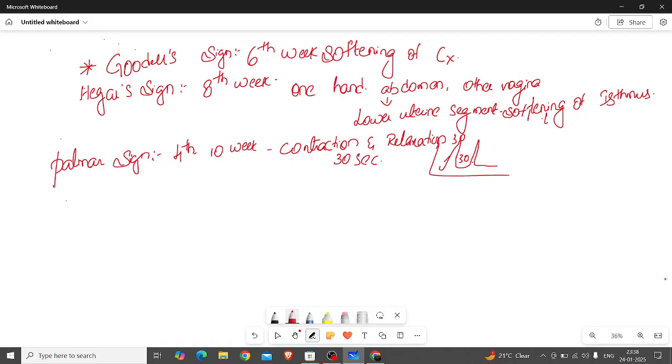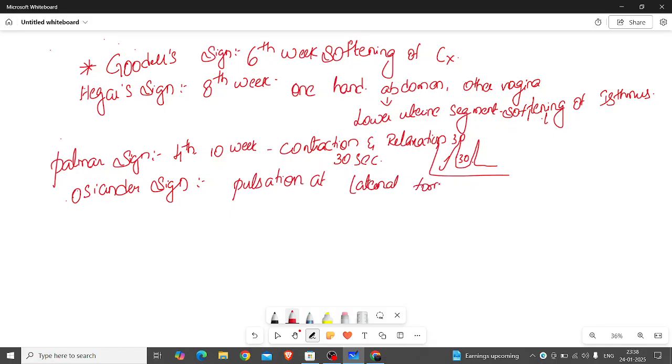Then next one, Osiander sign. Osiander sign, we had already seen in the question. There will be pulsation at the lateral fornix of the vagina. At which week can we see this Osiander sign? Lateral fornix of vagina.